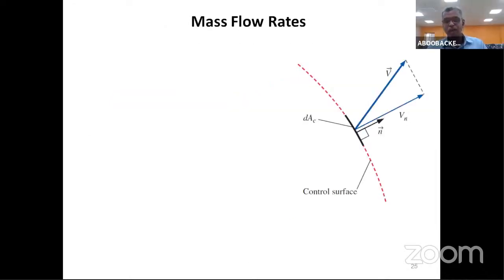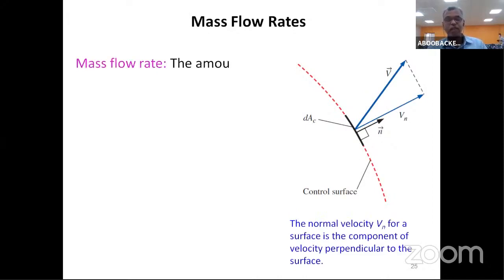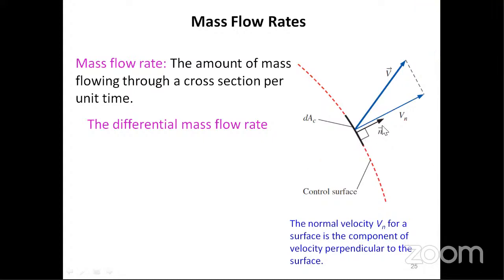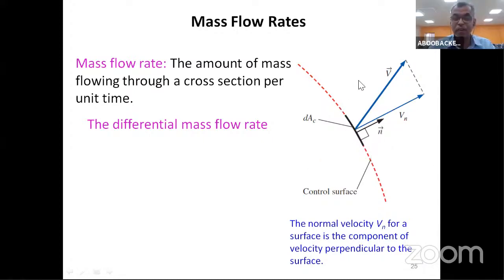If you have a control surface, the mass flow rate over a control surface will usually be evaluated using a small element. The control volume will be bounded by a control surface, and over it, a small elemental area dA will have some velocity and also its normal. The control surface at different points may have different normal directions, and the velocity may differ from the normal direction. So the elemental mass flow rate over this element is rho Vn dA, where rho is density and Vn is the velocity normal to the surface dA.